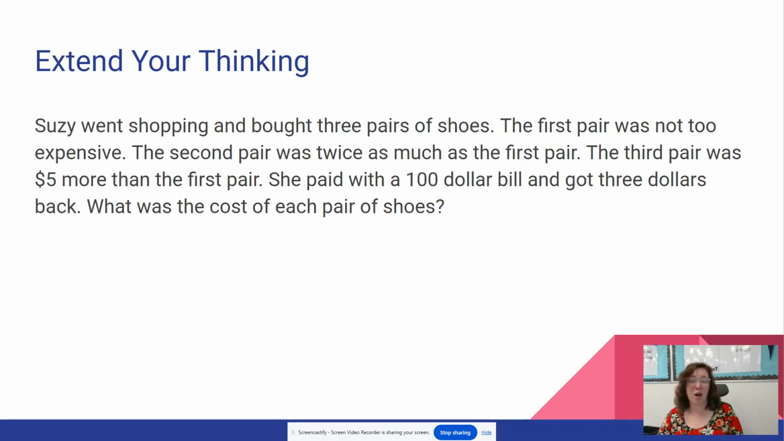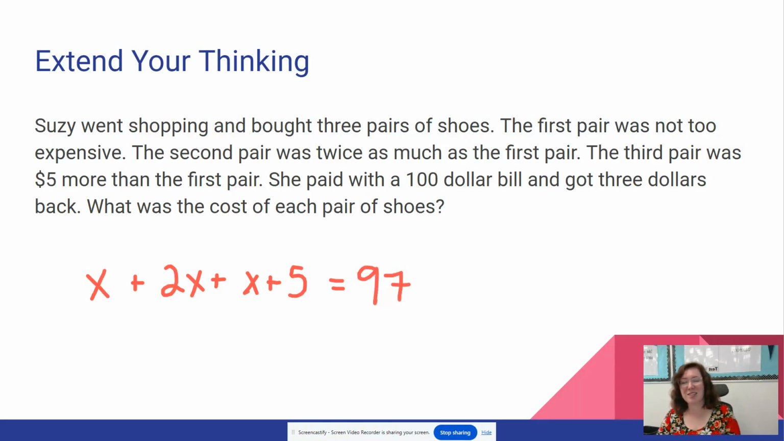Susie went shopping and bought 3 pairs of shoes. The first pair was not too expensive. The second pair was twice as much as the first pair. The third pair was $5 more than the first pair. She paid with a $100 bill and got $3 back. So that means she paid $97. What was the cost of each pair of shoes?